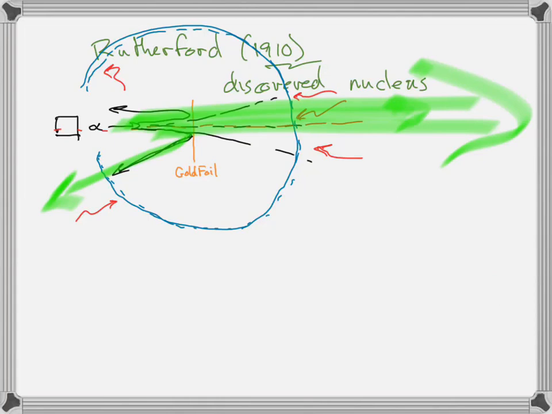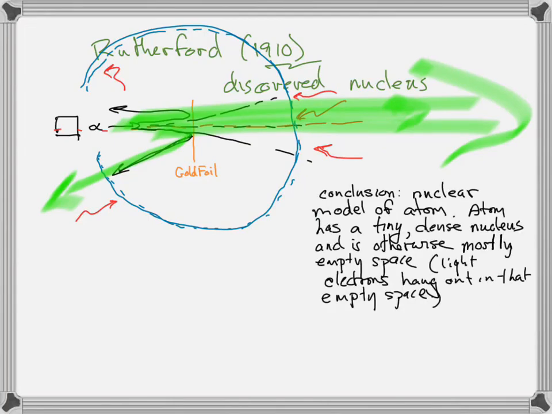So it's the nuclear model of the atom. In the nuclear model, atoms have a tiny, dense nucleus, and the atom is otherwise empty space. The small mass electrons (light, not as in electromagnetic) hang out in that empty space. They don't really interact with these alpha particles, because they're incredibly small and light, with much less mass.